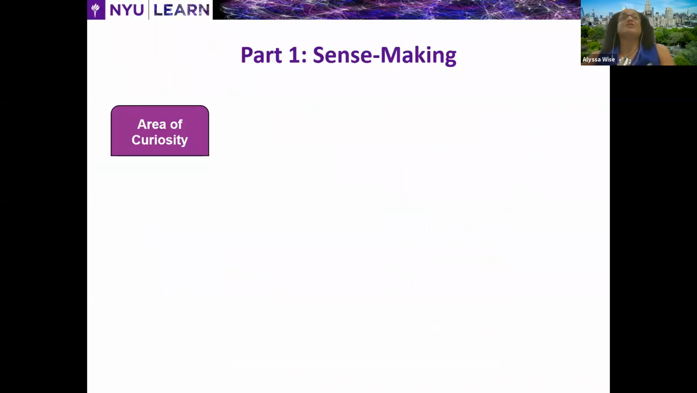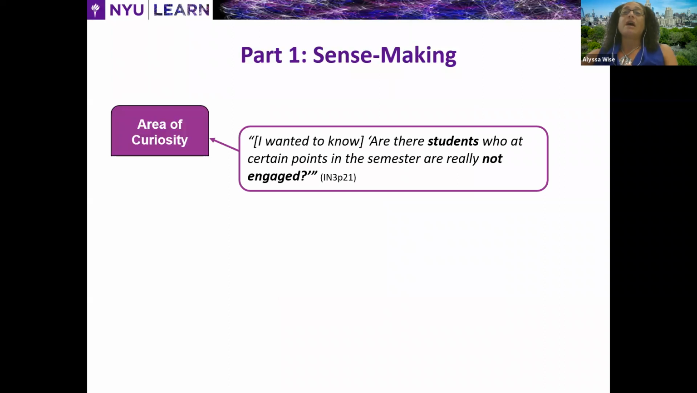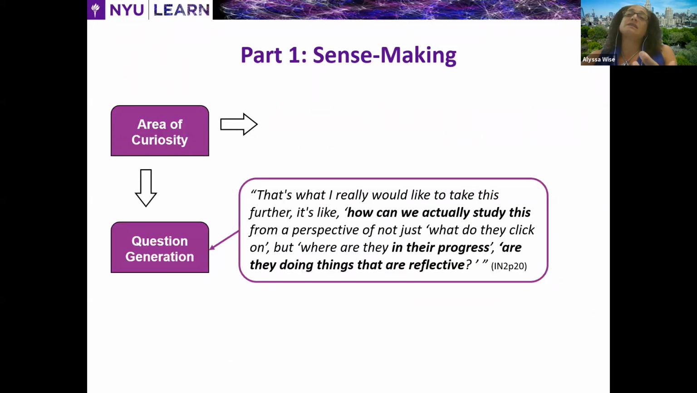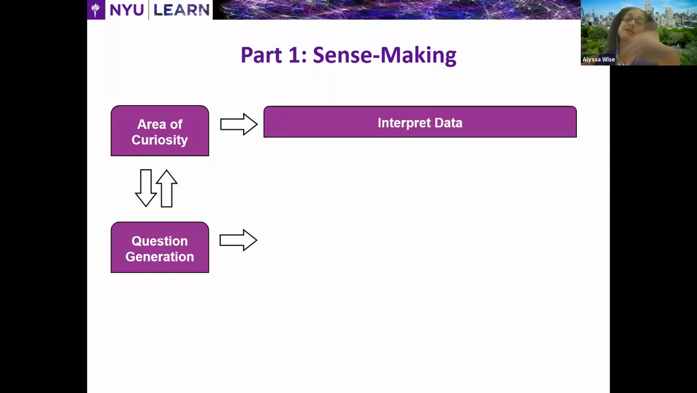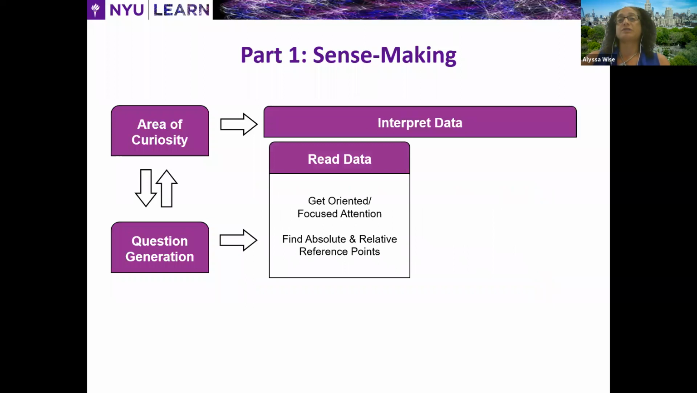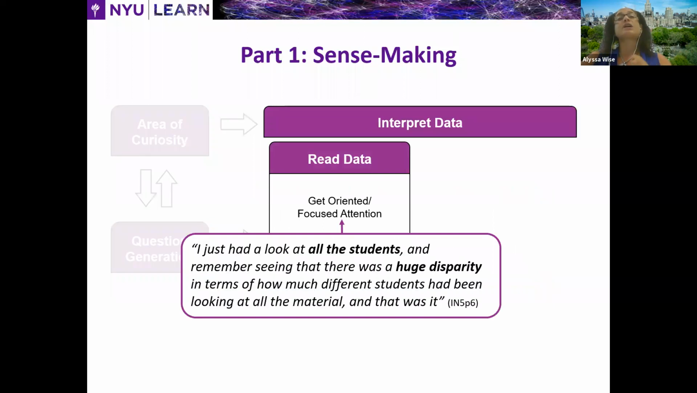So on the sense-making side of things, we saw a lot of times people don't have specific questions. They're just excited about the use of data. And they want to know if students are engaged, but they're not sure what that means or what the data will tell them. And we sort of see that sometimes that leads us to directly generate questions. And sometimes it lets us interact with the data, which then itself also leads us to generate questions. So what we found was a couple of things that are really important were sort of getting oriented and figuring out what the data said.